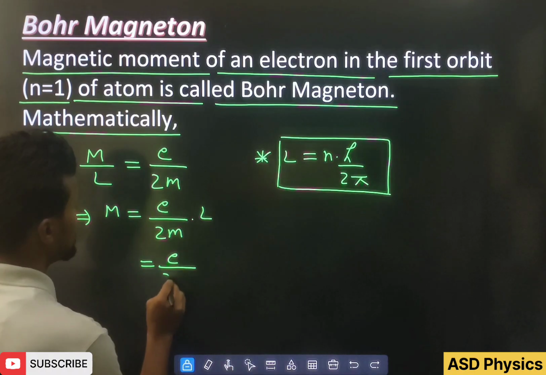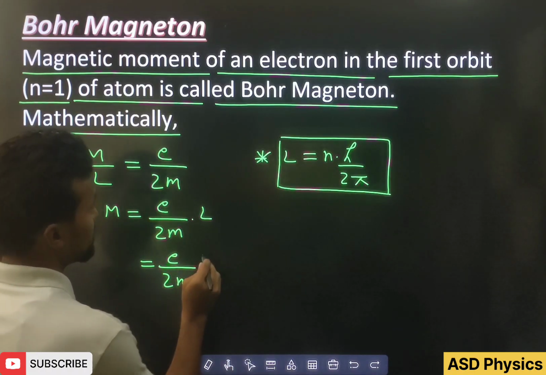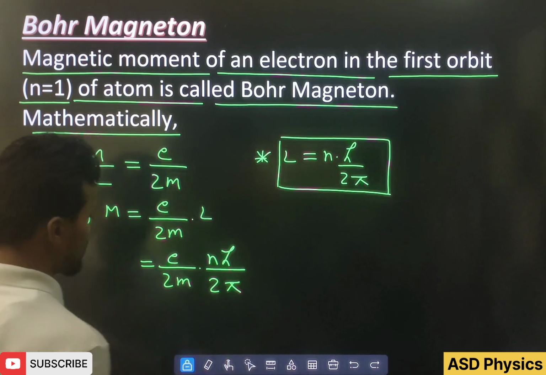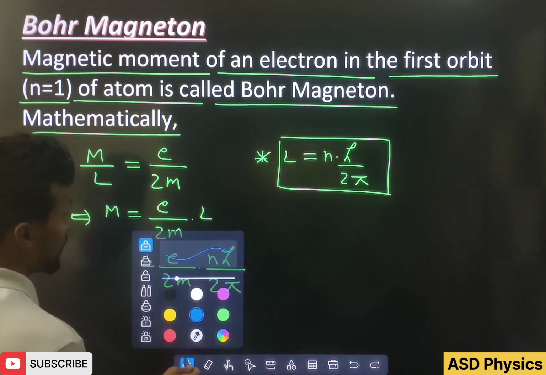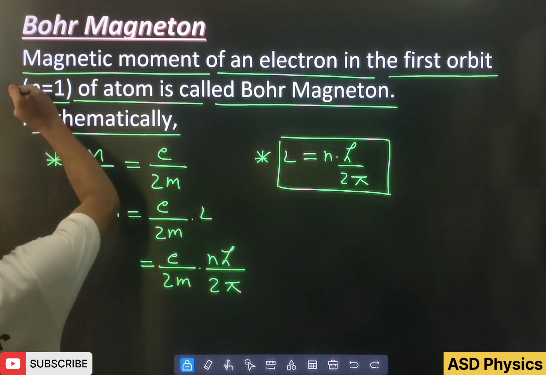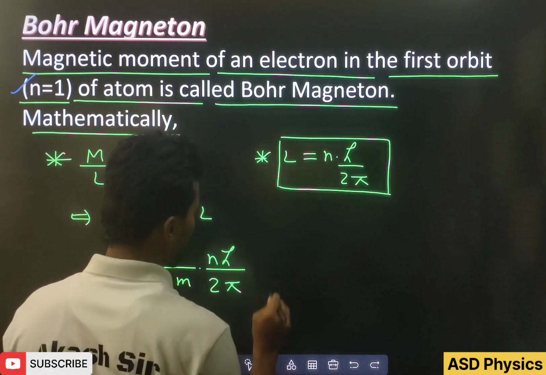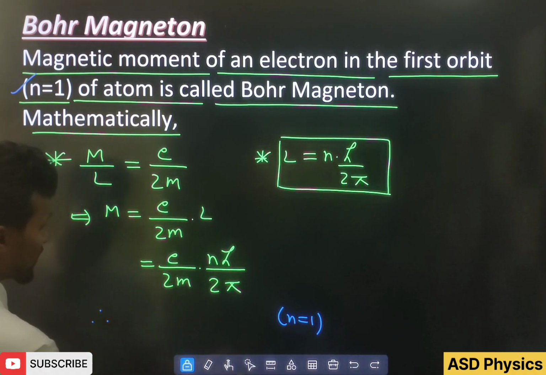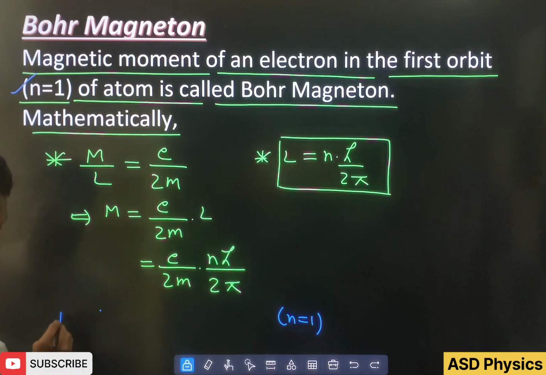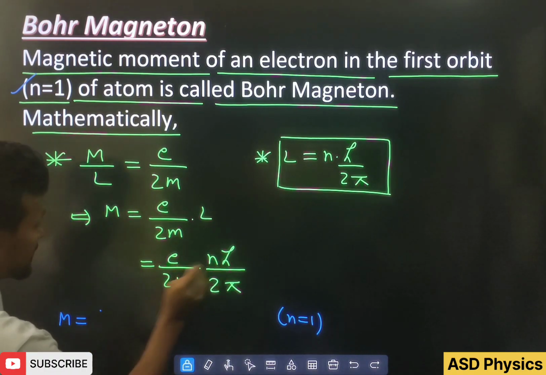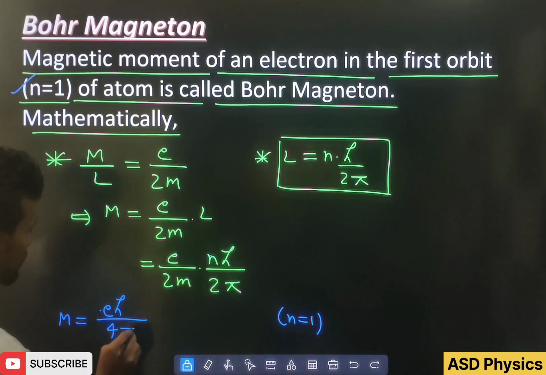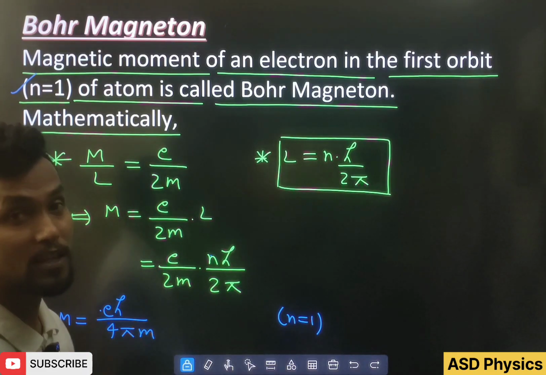So this will become E by 2m, L value is n h by 2 pi. After that, what is the value of n in the first orbit? Here I am going to put the value n equal to 1. So in this situation, this M value will become e h by, because n value is 1, 4 pi m. Okay, e h by 4 pi m. m is the mass of the electron.